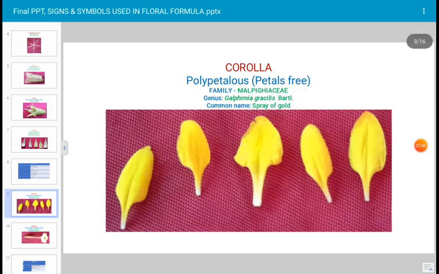Next slide. This is a polypetalous corolla. These are the petals of Galphimia gracilis. Its common name is spray of gold, and such petals can separate easily. Such petals in the corolla are described as polypetalous because they are free. This is a member of family Malpighiaceae.